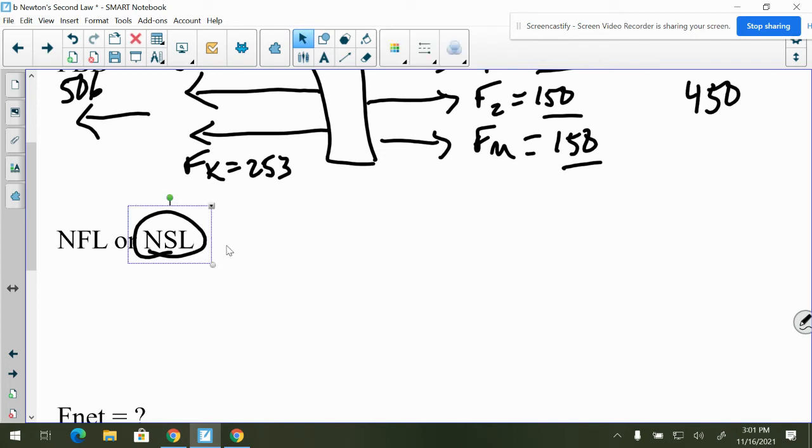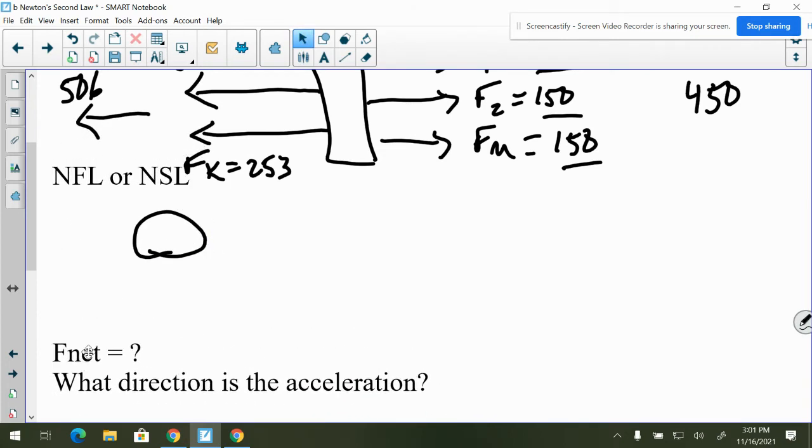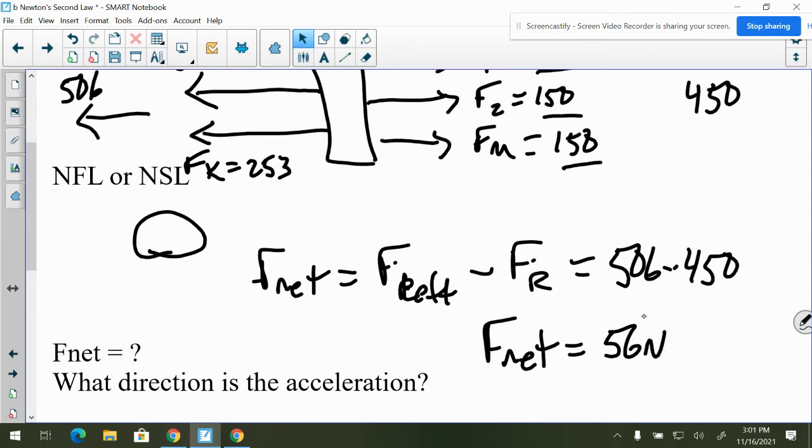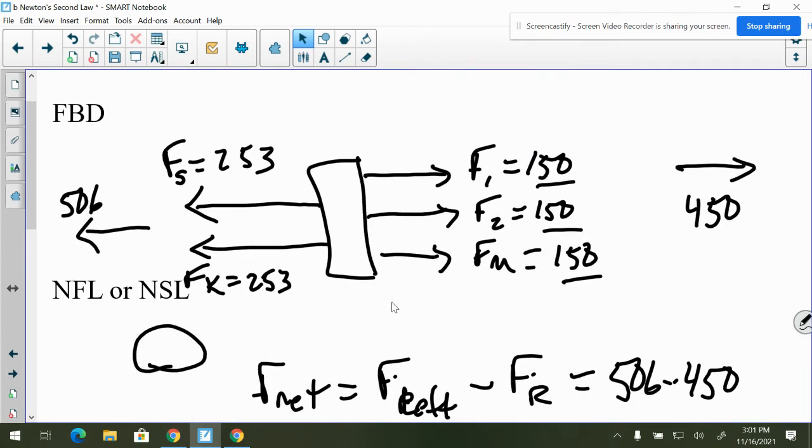Let me just clean this up a little bit. So F net is going to be the big force, the forces to the left minus the forces to the right. And so it's going to be 506 minus 450. And that looks like the net force will be 56 newtons. And if the force is 56 newtons to the west, which way will the object accelerate? Well, obviously to the west. So the direction is also important. The pull to the west wins.